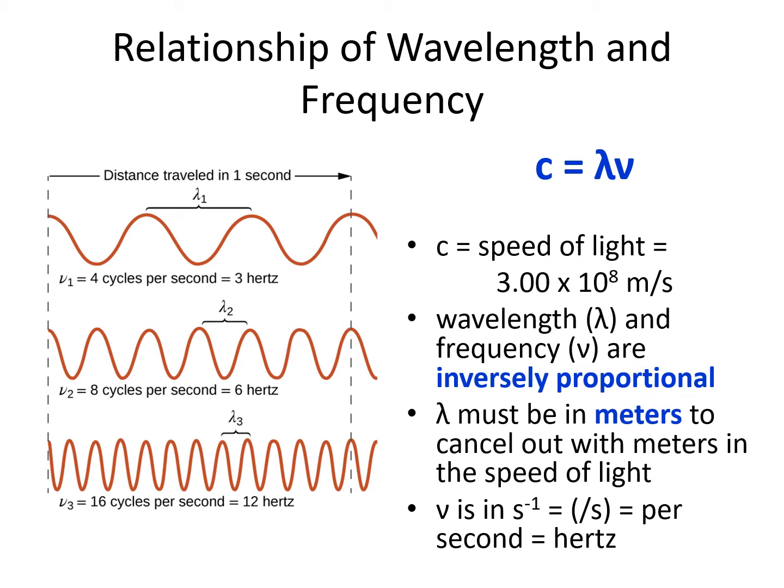As you use this equation, since speed of light is given in meters per second, wavelength must be in meters so that the units match. Frequency is in seconds to the minus 1, which is the same thing as seconds in the denominator, or per second. Another name for per second is hertz.